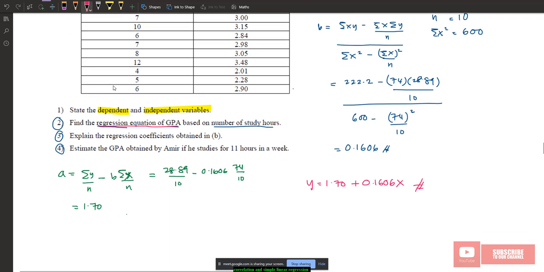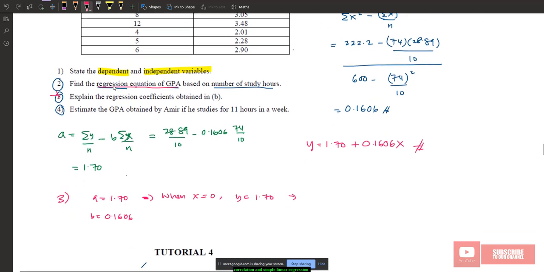So how to explain number 3? How to explain the regression equation and regression coefficient obtained in B? So A is equal to 1.70, B is equal to 0.1606. A, when x is equal to 0, y should be equal to 1.70. Means when a student did not study at all, right, the GPA should be 1.70, right?